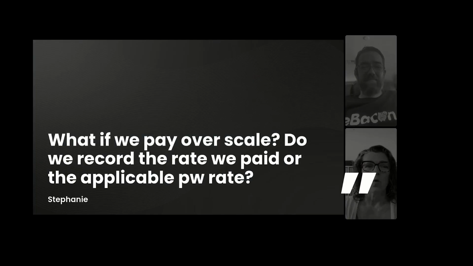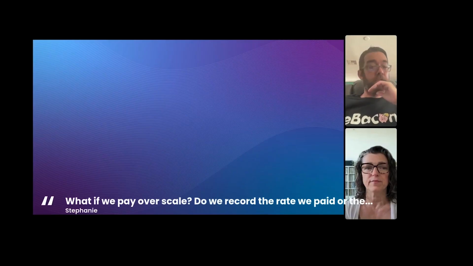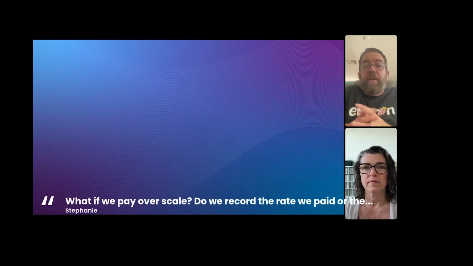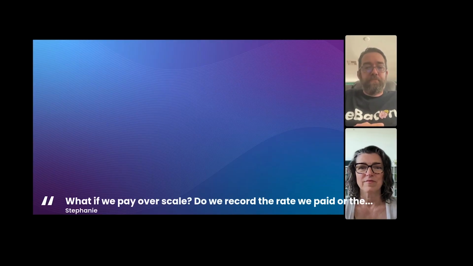What if we pay over scale? Do we record the rate we paid or the applicable prevailing wage rate? Excellent question as well, Stephanie. So you want to make sure when you are reporting, you're reporting exactly what you paid, not what the prevailing wage rate is, because you have to still put that gross to net on there along with the check number or voucher number. So you want to make sure it's showing exactly what you paid. They never care if you pay over. They definitely care if you pay under. So definitely put what you are actually paying. Very good.